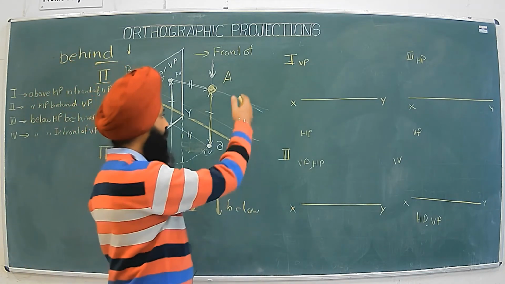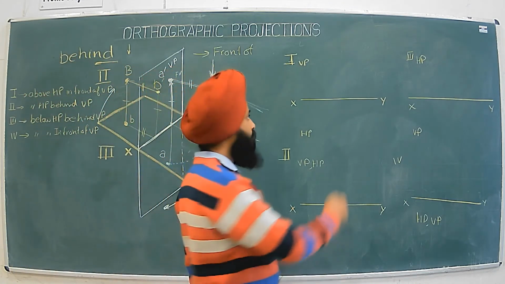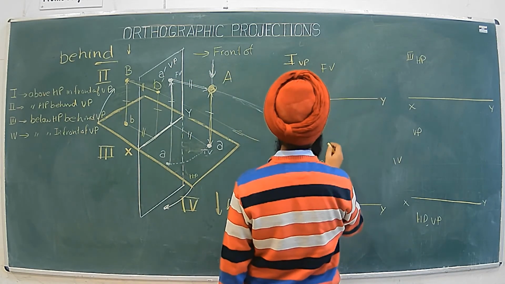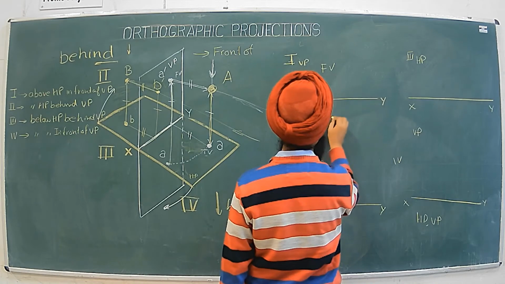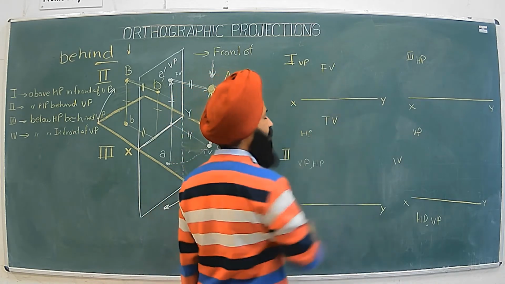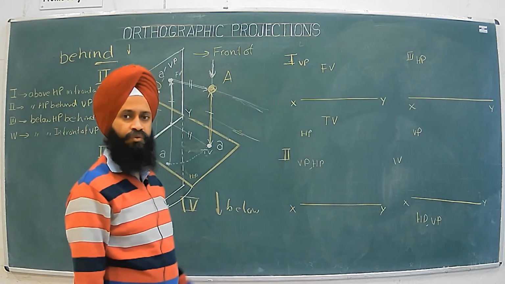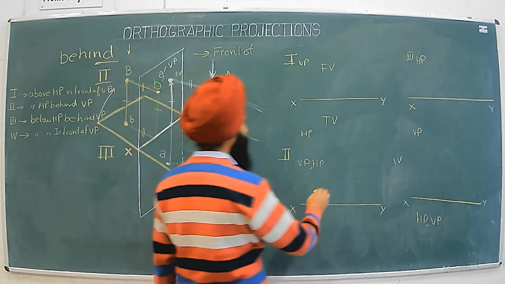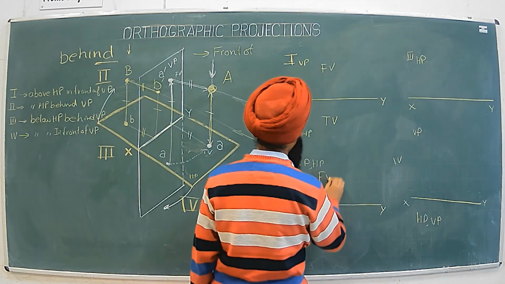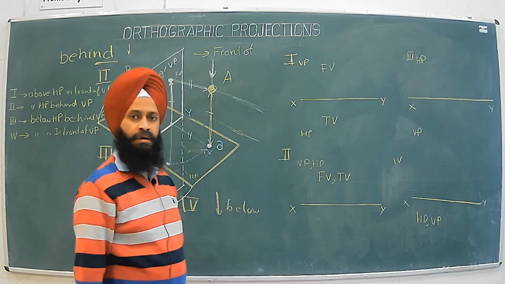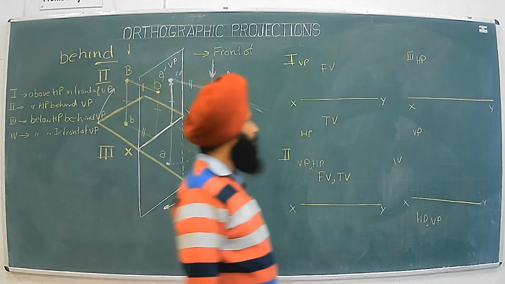So we can have the relative position of the views. In VP we draw the front view, in HP we draw the top view. So front view lies above the XY line, and top view lies below the XY line for first angle projection. For second angle projection, both front view and top view lie above the XY line.